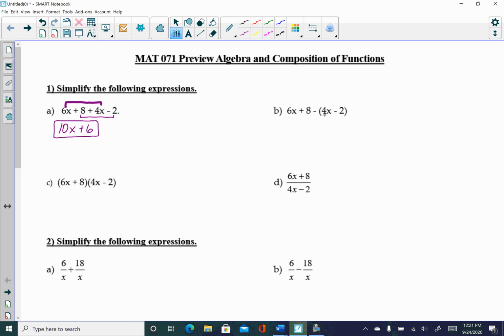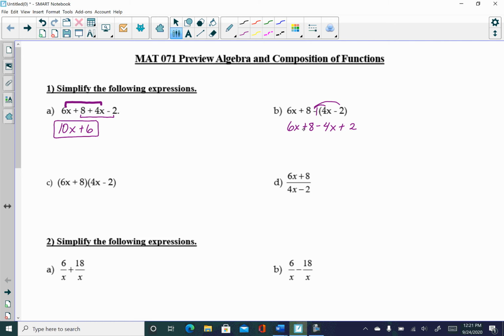In letter B, hopefully you recognize here that I've got a parenthesis sitting back here, and I've got a minus sign in front of that parenthesis. That minus sign, remember, treat that as a -1, and that -1 then needs to be distributed through that parenthesis. So my first step here is to bring down that 6x plus 8, and then I'm going to take this -1 and distribute it through. So -1 times 4x, -4x, -1 times -2, positive 2.